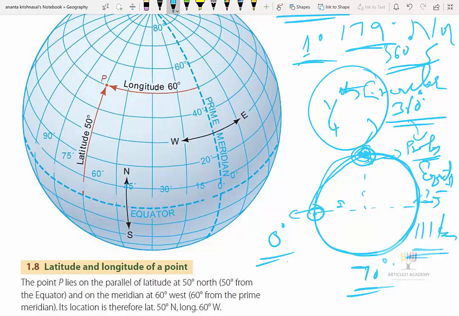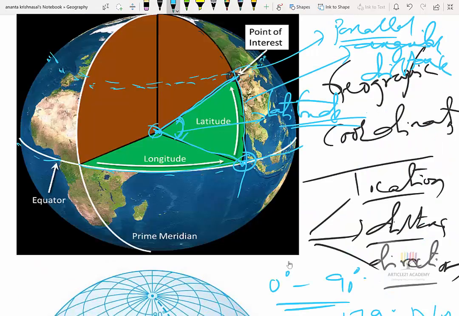Latitude of a place may also be determined, as you know, with the help of the altitude of the sun or the pole star that we have understood in the previous session. Remember, each degree of these parallels or latitudes can be further divided into minutes and seconds. 1 degree will be 60 minutes and each minute will be 60 seconds, such that the precise location or the precise positioning of a particular location can be obtained.